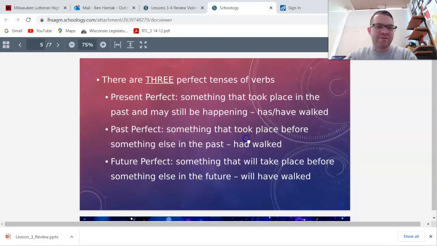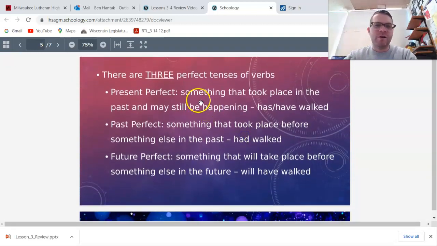The perfect tenses are a little more complex, as we mentioned a moment ago. The present perfect is going to use the helping verb has or have, along with the past tense verb. Even though it's present perfect, it is identifying something that took place in the past, but it implies that it could still be happening. I have walked to school before, right? That implies that I've done it before in the past, but I could continue to do it today.